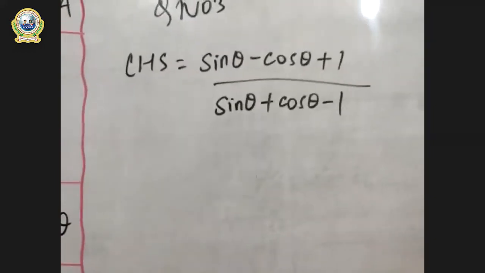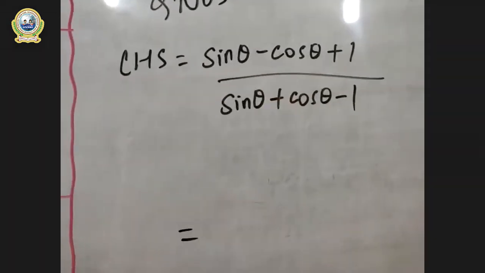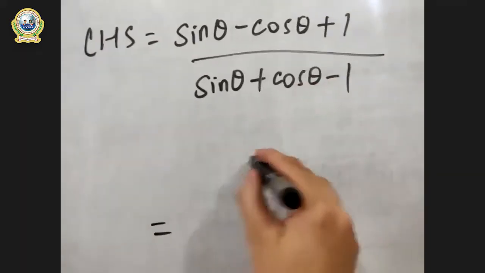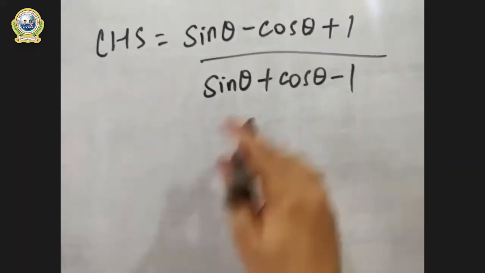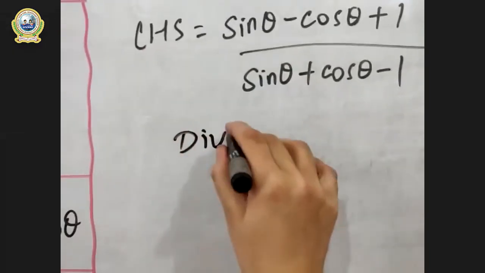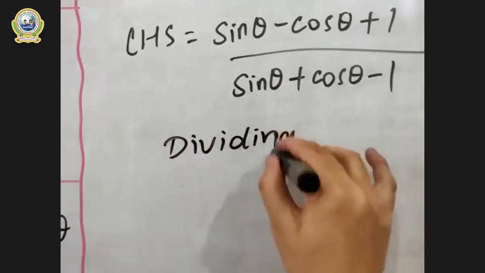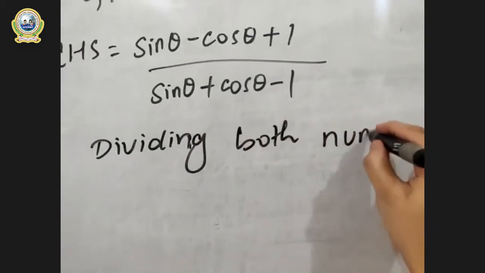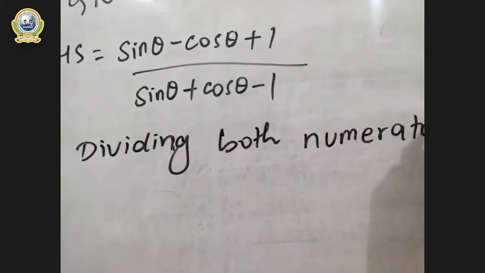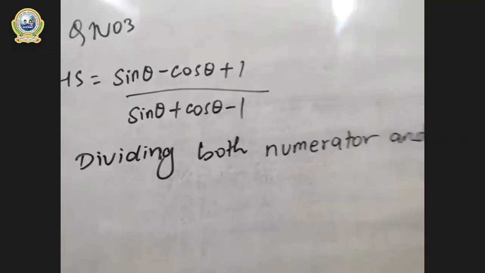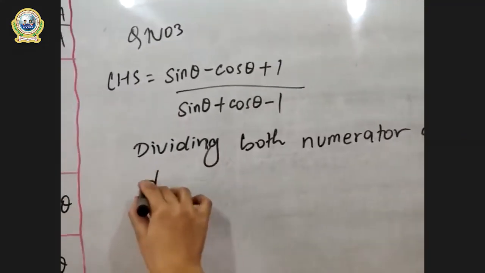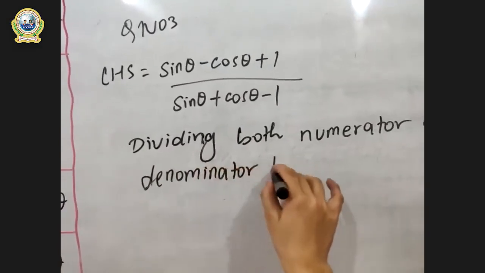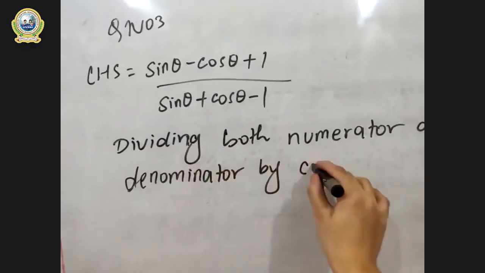So I'll explain this to you. This can be converted into tan and sec by, look here, dividing. Let's write the language first: dividing both numerator and denominator by cos theta.